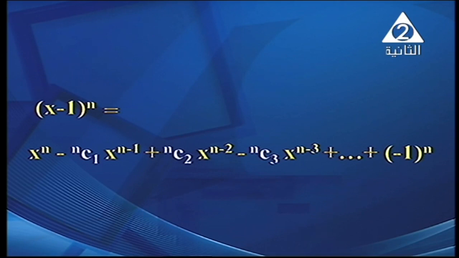Look at, if we have x minus 1 inside the bracket for all power n, we have the number of terms n plus 1, n plus 1 number of terms. First term x power n, last term negative 1 for all power n.